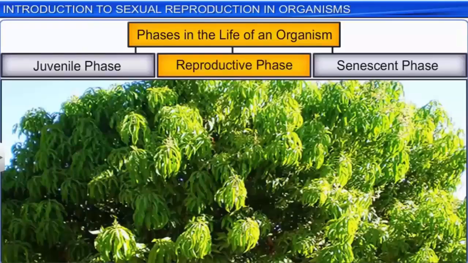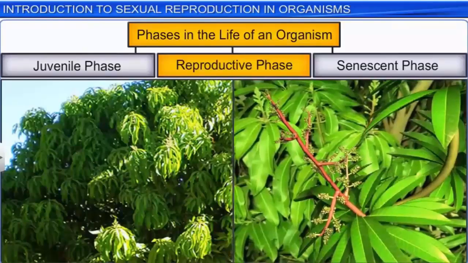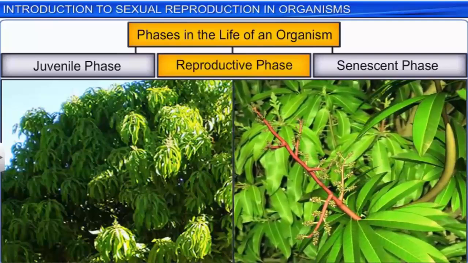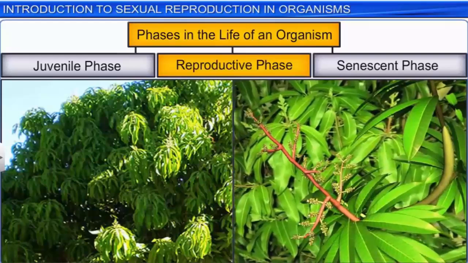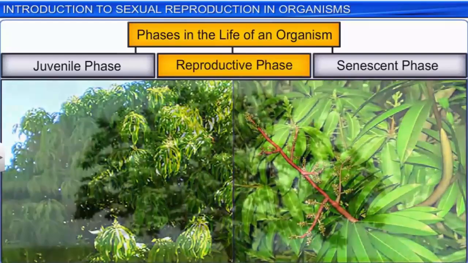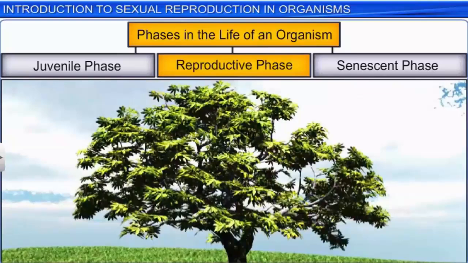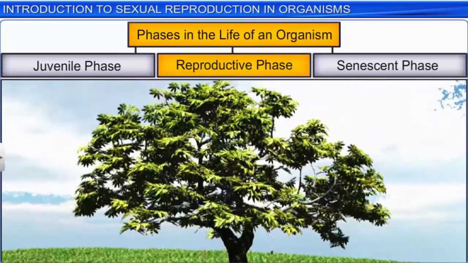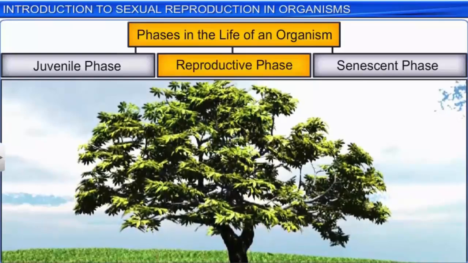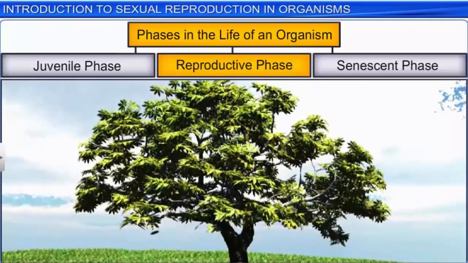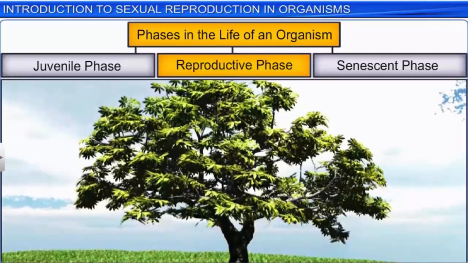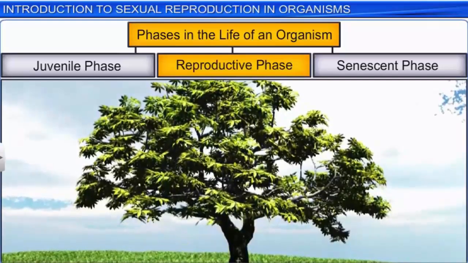Interestingly, in the case of mango, which also happens to be a perennial plant, it is very difficult to define the various phases of life. That's because perennials, which have a long reproductive phase, keep shedding their leaves throughout the year or once a year in winter. The shedding of leaves can be misinterpreted as a sign of the senescent phase.